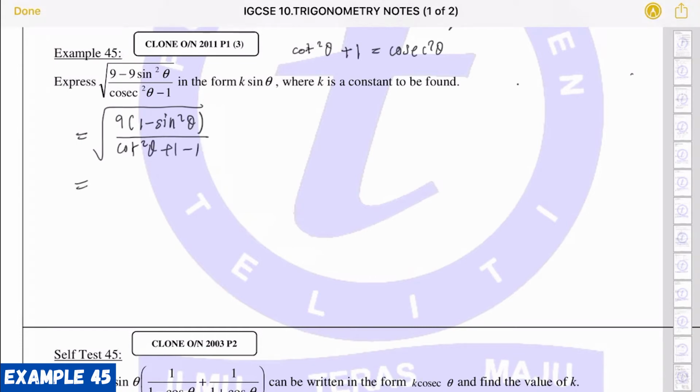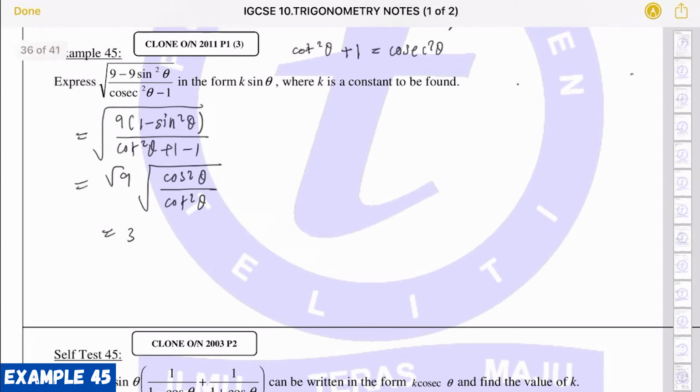So the 9, you can actually take it out because this is square root of 9. And what is 1 minus sine square? It is cos square here. And this is cotangent square. The 1 minus 1 can cancel out. Now, square root of 9 is 3. Cotangent, if I invert it, it becomes what? Maybe I give you a square root first. A square root is a bit annoying, right? Just square root the whole thing first.